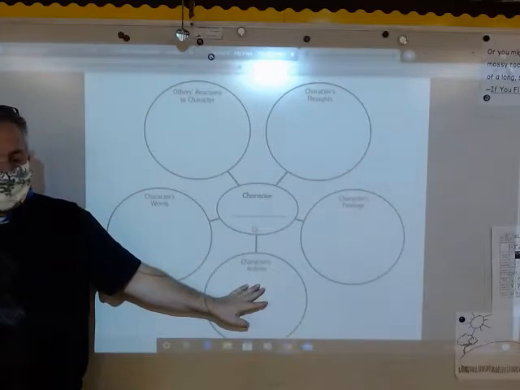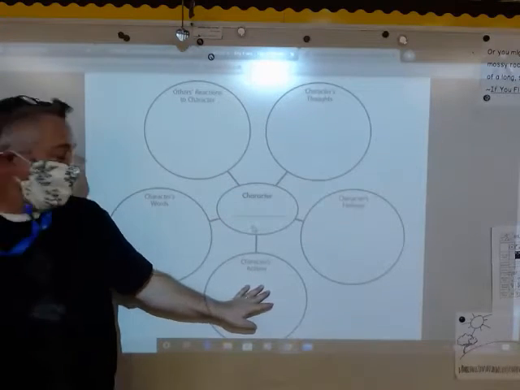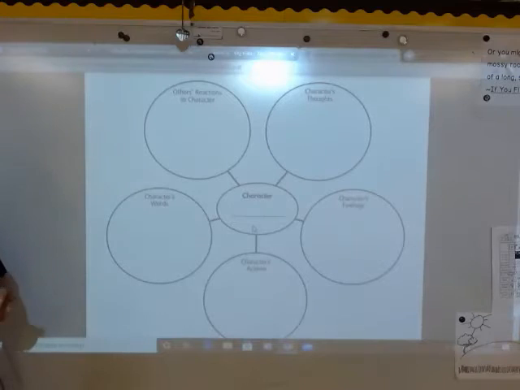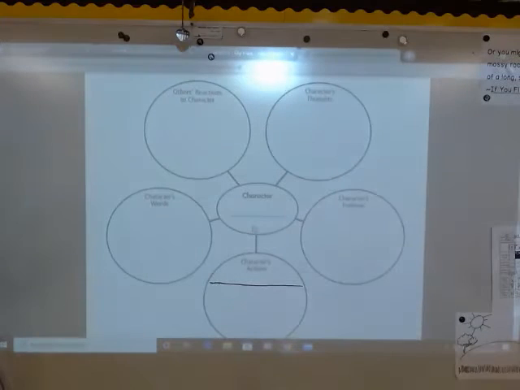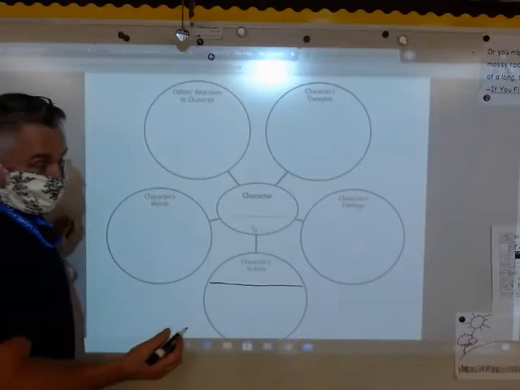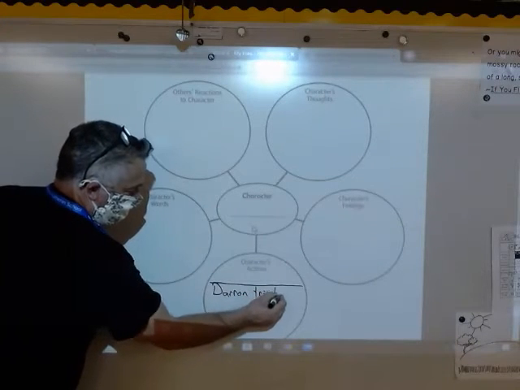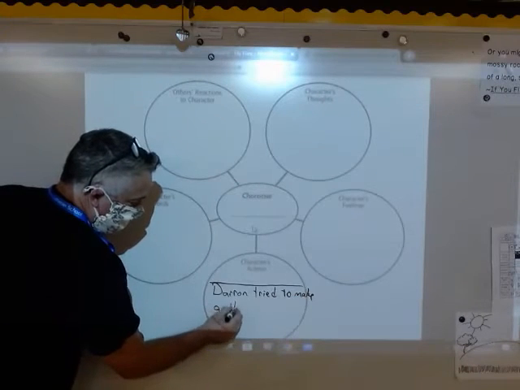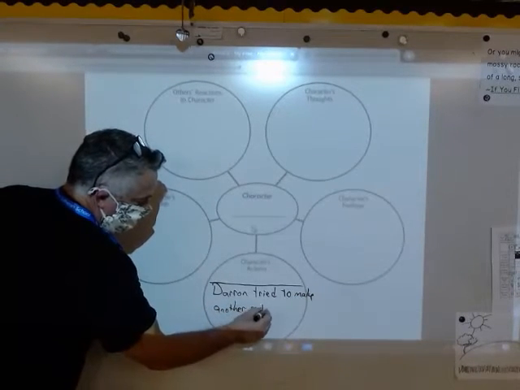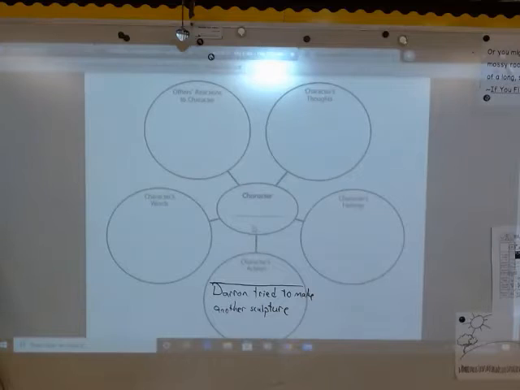What do you think, Avery? Okay, so let's use that one. All right, I'm not going to put down the character trait. But Duran tried to make another sculpture, right? Who remembers, why did he try to make another sculpture? Why did he try to make another sculpture?